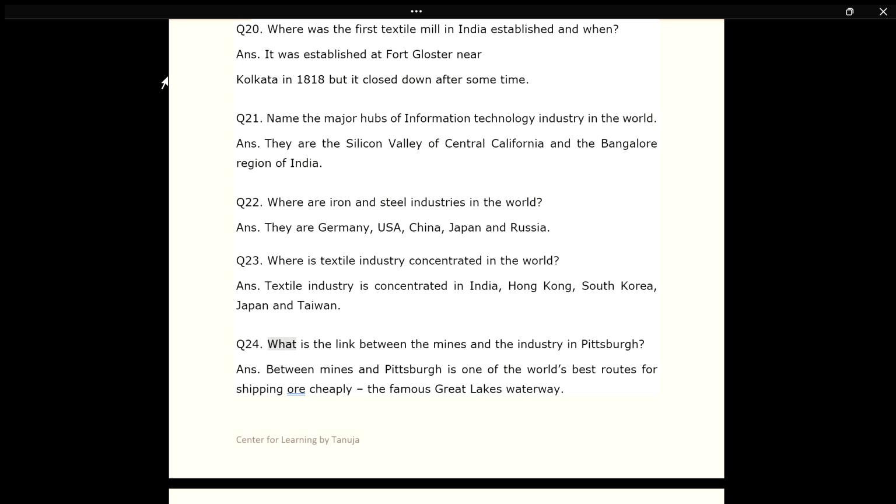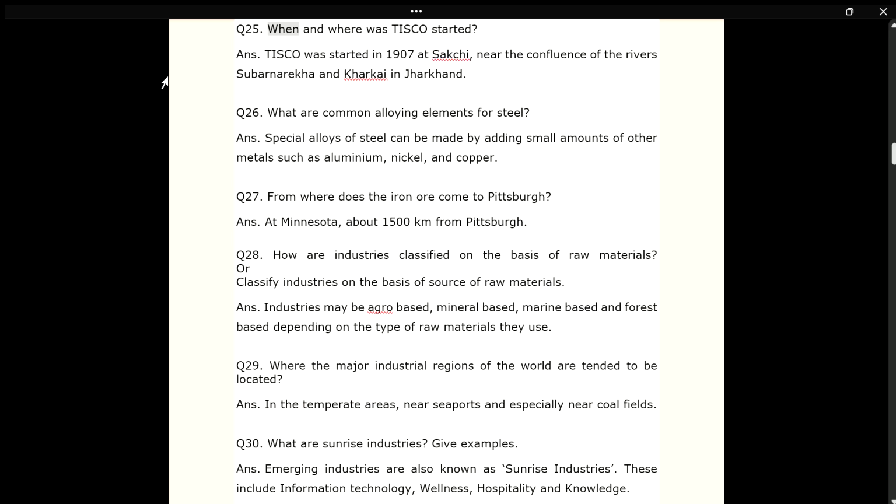Q24. What is the link between the mines and the industry in Pittsburgh? Ans. Between the mines and Pittsburgh is one of the world's best routes for shipping ore cheaply, the famous Great Lakes Waterway.